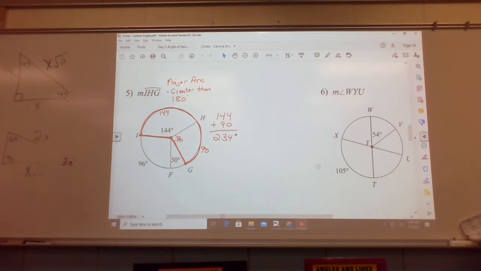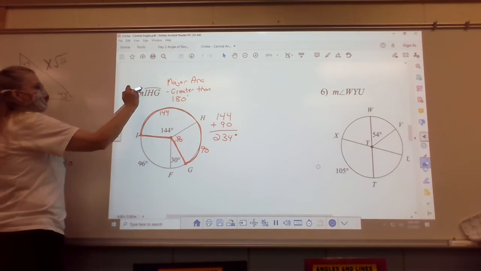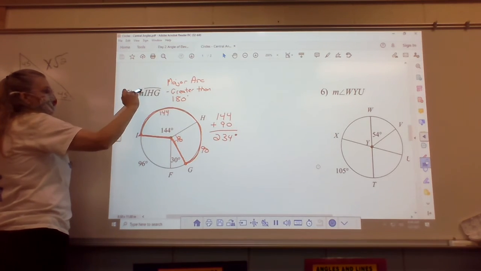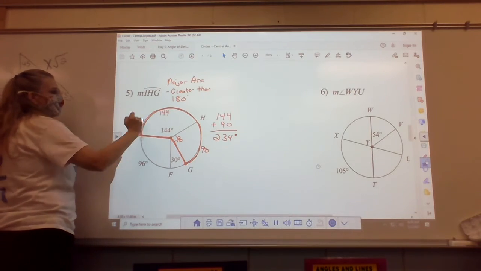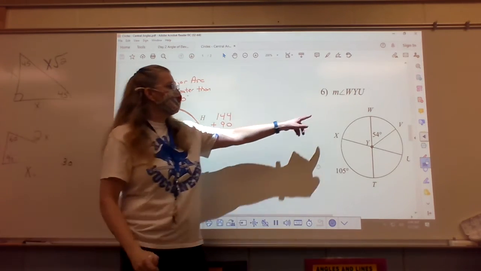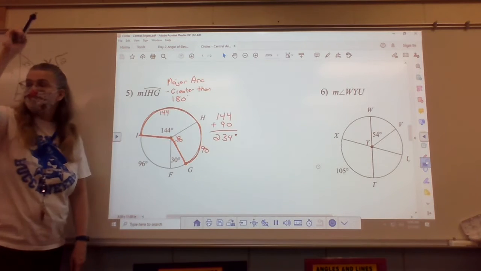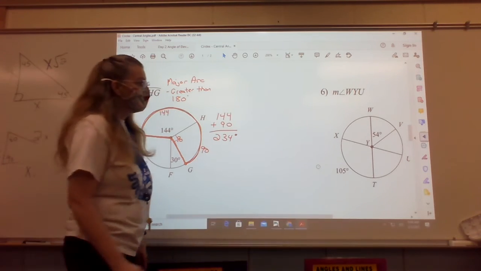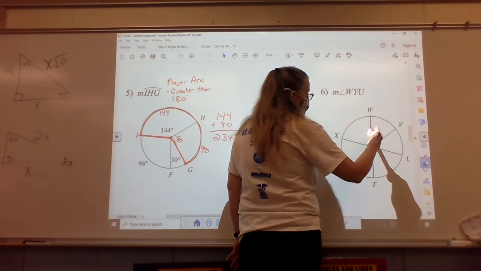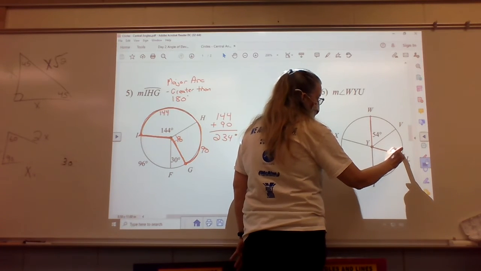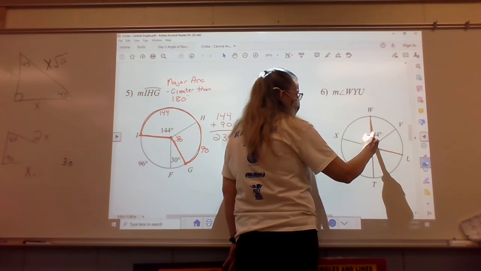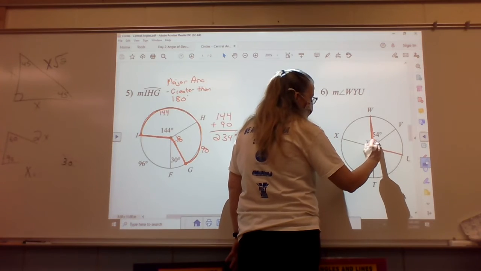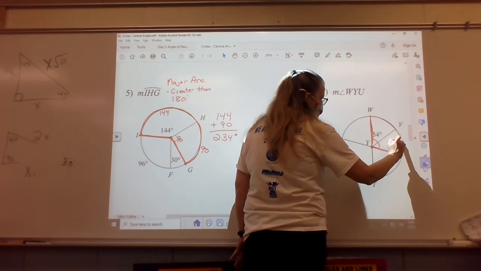So is that what that little thing is over the top? Yeah, this is talking about an arc. So if it has this little line here, it's talking about the outside of the circle, as opposed to the angle mark, which is telling you you're going into the center and back out. So number 6, you're going to the center and back out. W-Y-U. So I'm looking at this angle here. So I need all of that. So I'm looking at this arc.